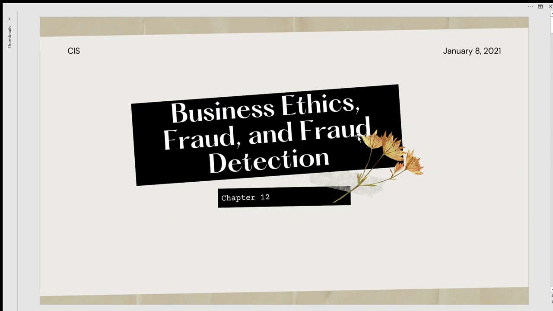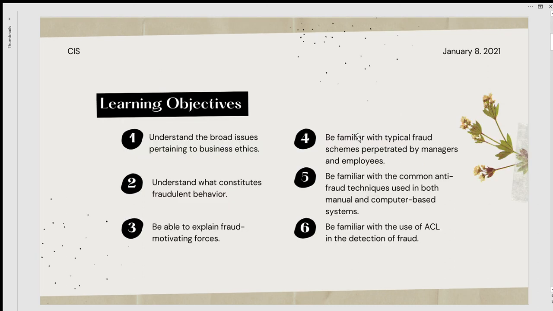So good afternoon everyone. Today we will be discussing chapter 12, Business Ethics, Fraud and Fraud Detection. So these are our learning objectives for today. First, we should be able to understand the broad issues pertaining to business ethics, understand what constitutes fraudulent behavior, be able to explain fraud motivating forces, be familiar with typical fraud schemes perpetrated by managers and employees, be familiar with the common anti-fraud techniques used in both manual and computer-based systems, and be familiar with the use of ACL in the detection of fraud.